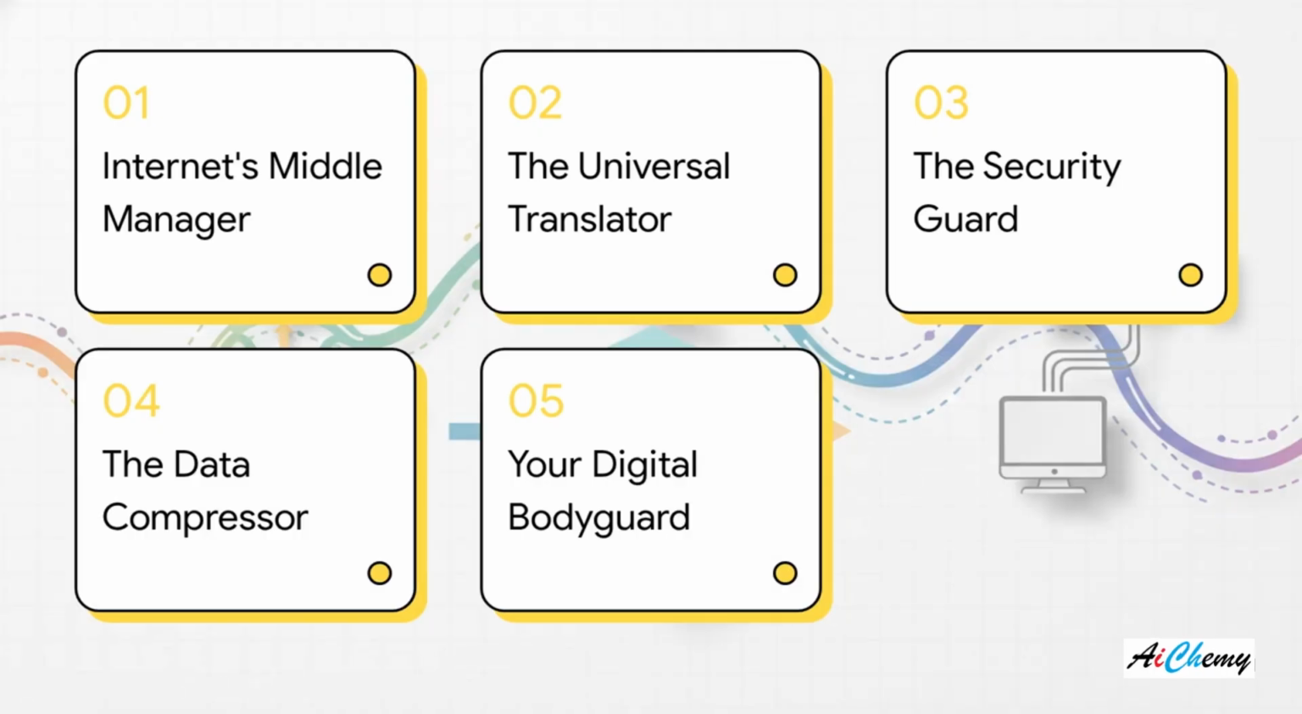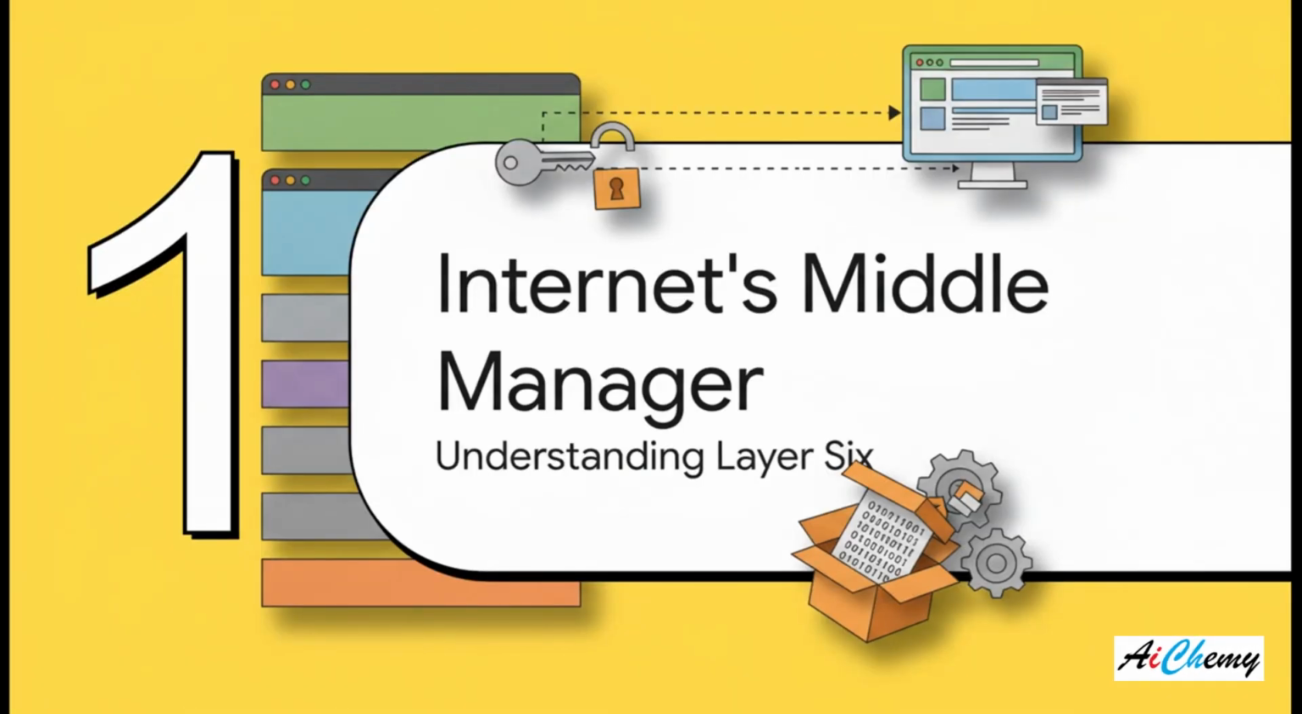So here's how we're going to break it down. We'll start by thinking of it as the internet's middle manager. Then we're going to look at its three main jobs. It's a universal translator, a security guard, and a data compressor. And by the end, you'll see why it's basically your own personal digital bodyguard. All right, let's get into it.